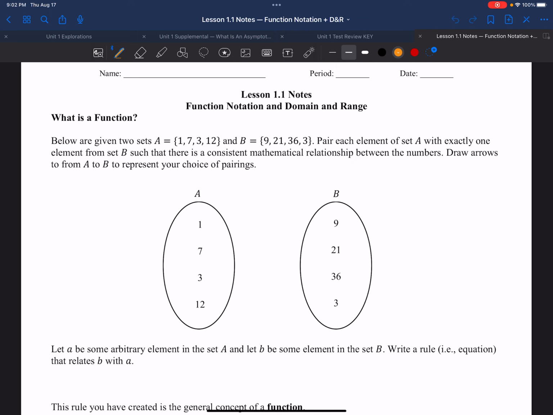Okay. So, if you missed class, or if you just need to catch up, just look at it again, right? That's the purpose of this video. So, we start with, right here, what is a function?